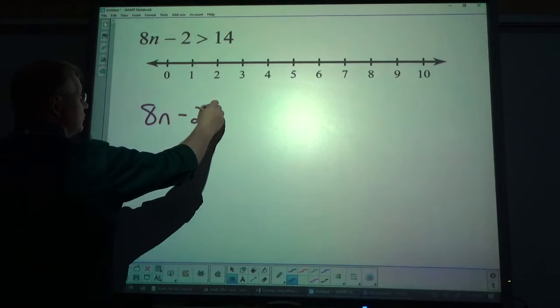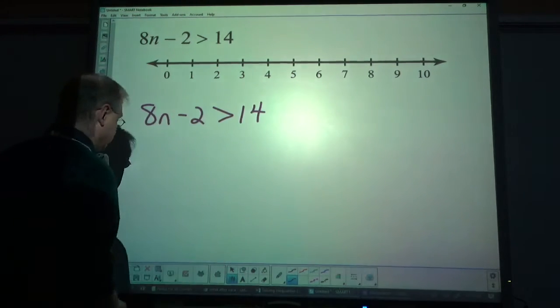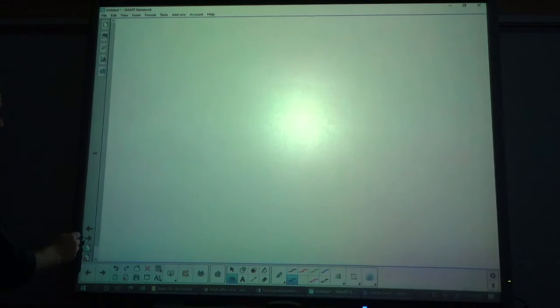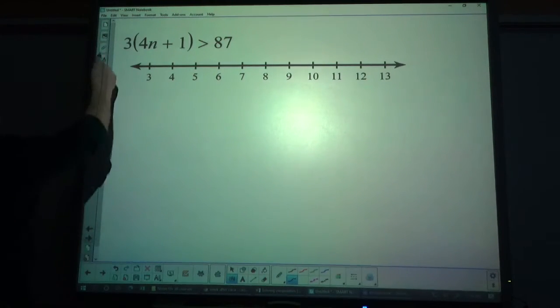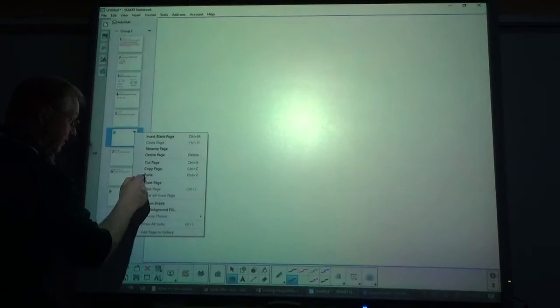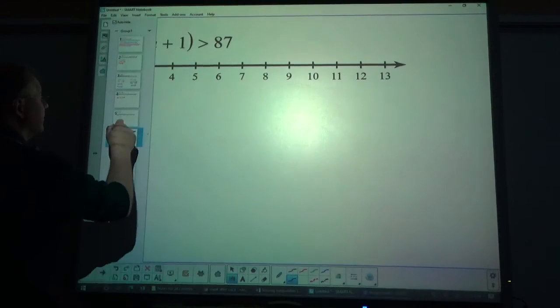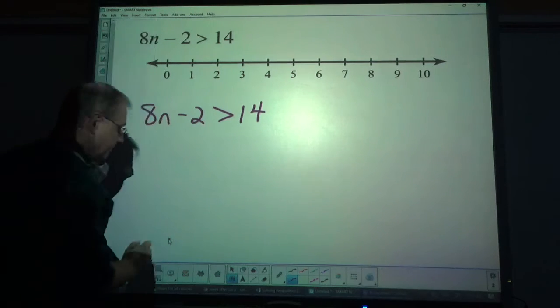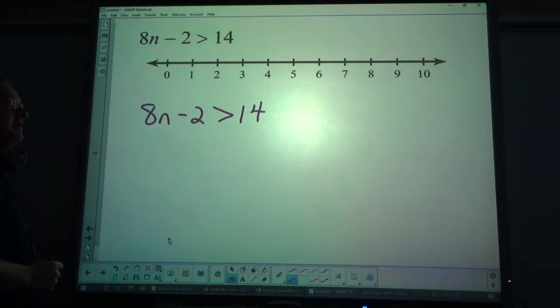8n minus 2 greater than 14. Hoping I have some, oh good, I have some "or equal to"s there. I did something I didn't mean to do. Delete page. Now let me go back to this one. Okay, so 8n minus 2 is greater than 14.